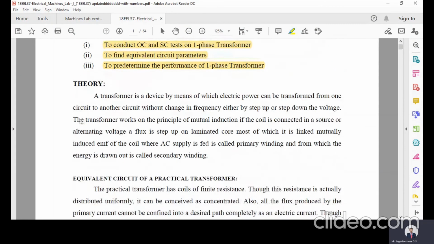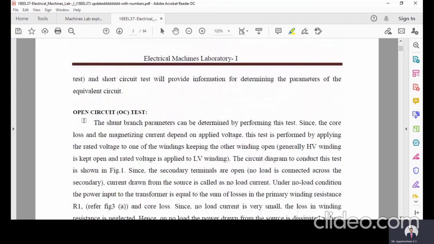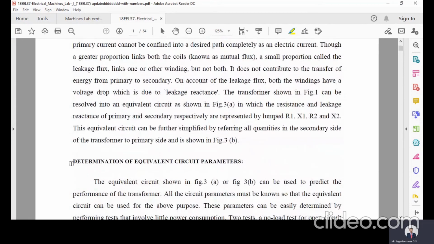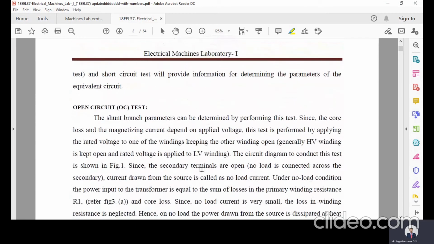So this is a theoretical part. You can go through this and equivalent circuit parameters. How to find out these equivalent circuit parameters? Let us see this. We'll use the circuits afterwards.